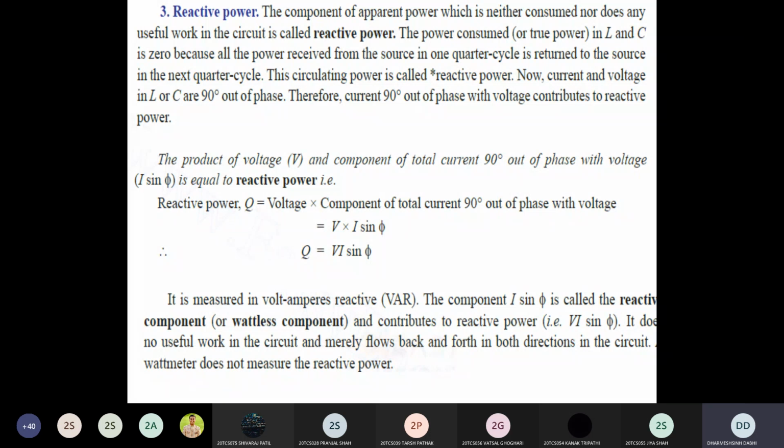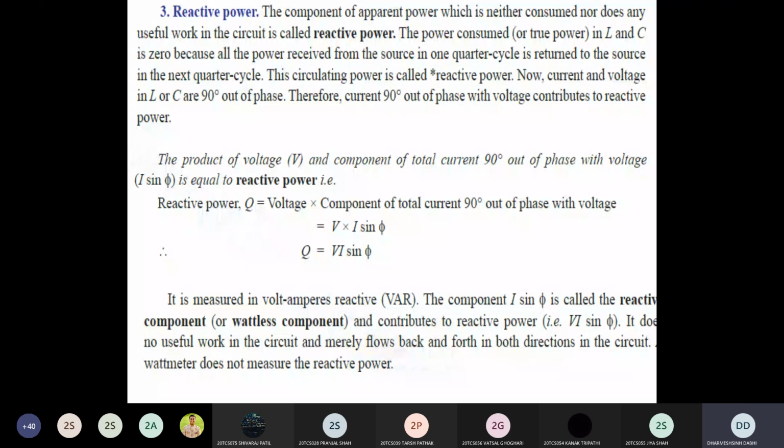Yes. So now the current and voltage in L and C, as we know, are 90 degrees out of phase. In an inductor the current lags behind the voltage by 90 degrees, and in a capacitor the current leads the voltage by 90 degrees. So voltage and current in L and C are 90 degrees out of phase. Therefore the current which is 90 degrees out of phase with the voltage contributes to the reactive power. If you take the product of voltage and the component of current which is 90 degrees out of phase with the voltage, that is called the reactive power component of your total power.